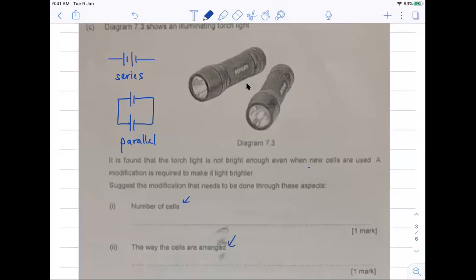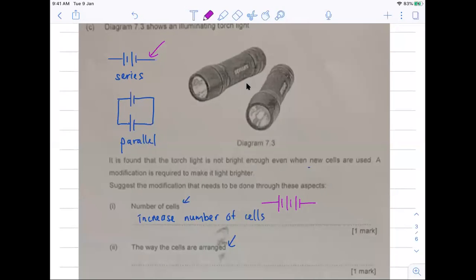So to make the bulb brighter, of course we want more number of batteries, because the more the batteries, the more electrical energy is supplied. So logically the bulb will be brighter. So we want to increase the number of cells to make the torchlight brighter. So in the previous question, we have 2 batteries. So maybe we want to have even more. We want to have 3 batteries.